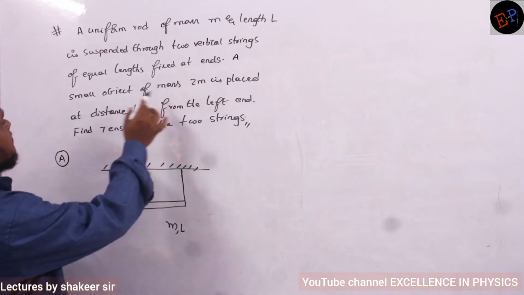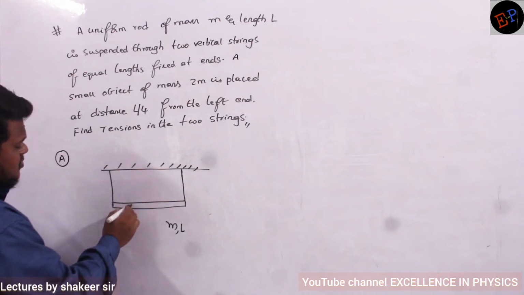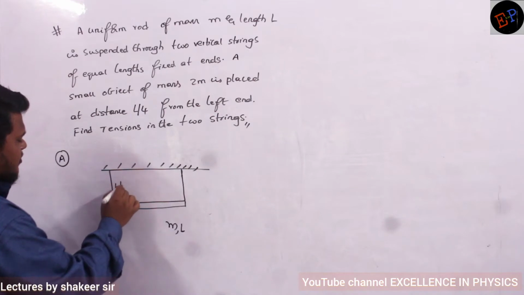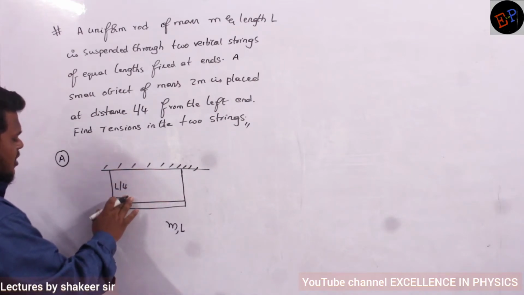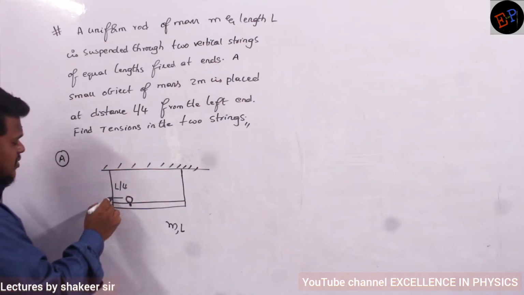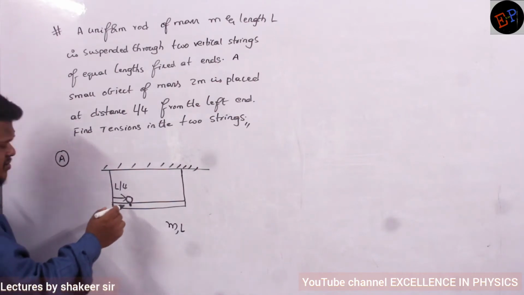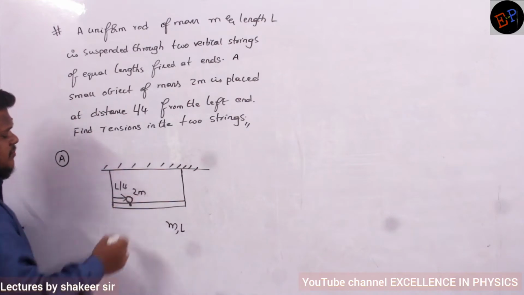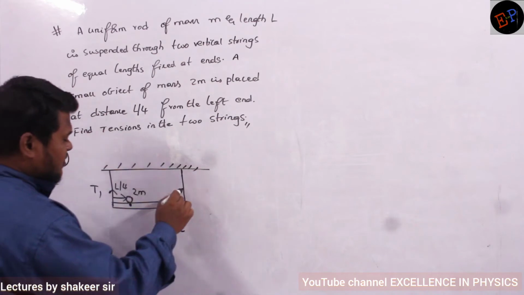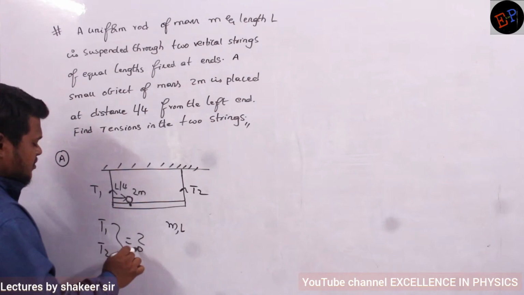Then what is happening? A small object of mass 2m is placed at a distance L by 4. L by 4 means where? Let us take somewhere here. So this distance I can call L by 4. At that distance we are placing one point mass, of mass 2m. Then you are supposed to find out, if tension in the first string is T1 and tension in the second string is T2, the values of T1 and T2. That's it.